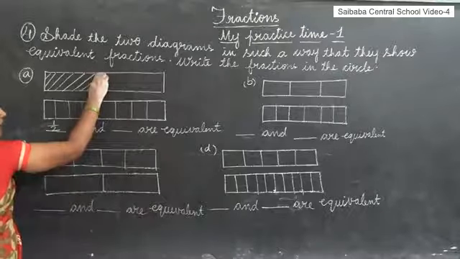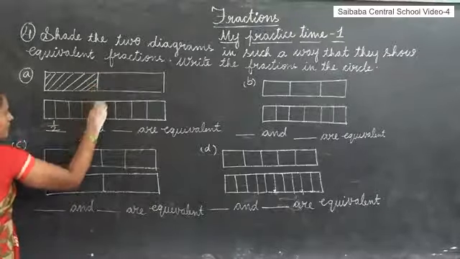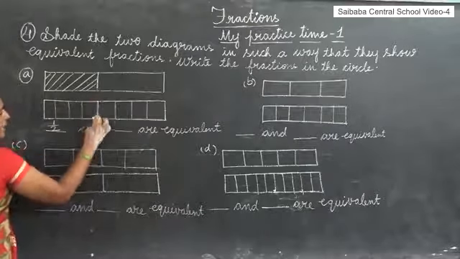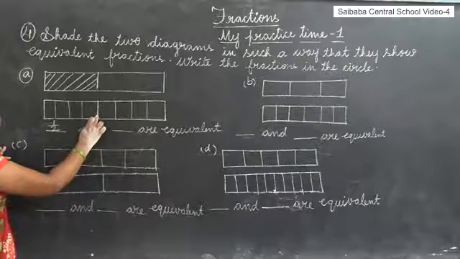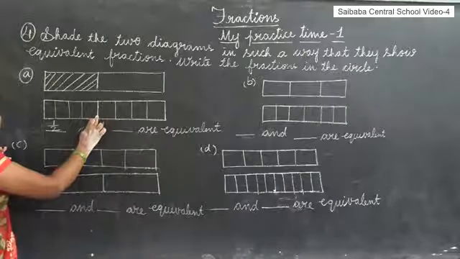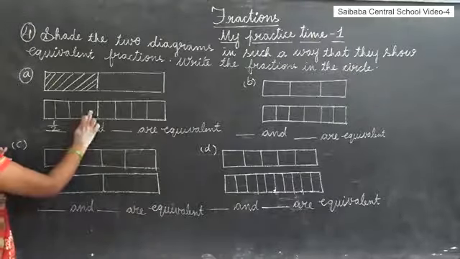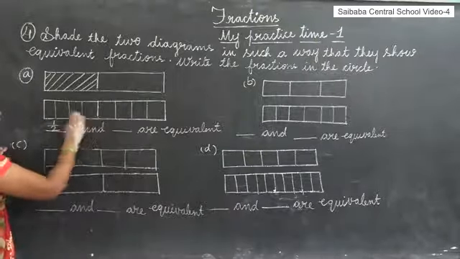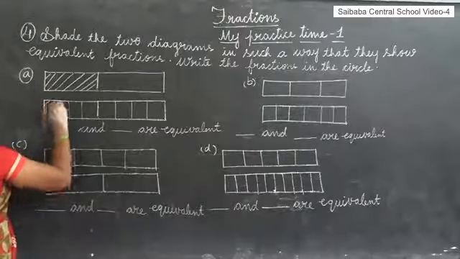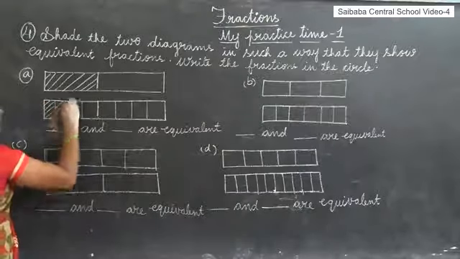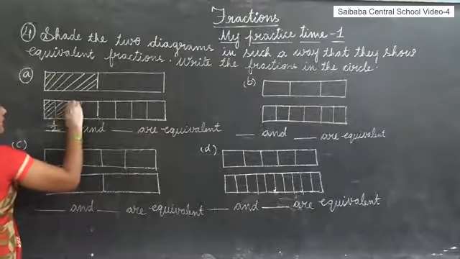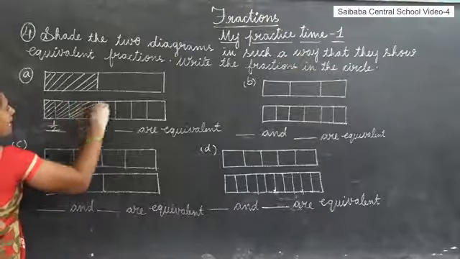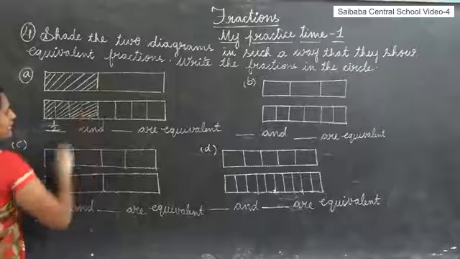Observe this line. Now, if you observe this line, how many parts do we have to shade? Good. We have to shade 4 parts. So, shade 4 parts. Now, what is the fraction of these shaded parts? Good. 4 by 8.